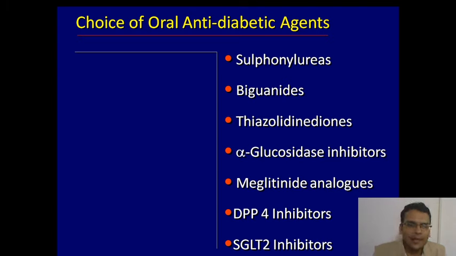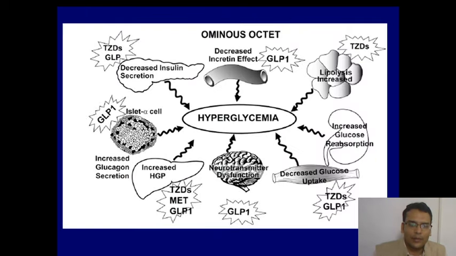Then you have meglitinide analogs, which are again insulin secretagogues. We have DPP4 inhibitors, which act at the level of incretin pathway, which we shall discuss, and SGLT2 inhibitors, which act at the level of renal tubule to inhibit renal resorption of glucose.